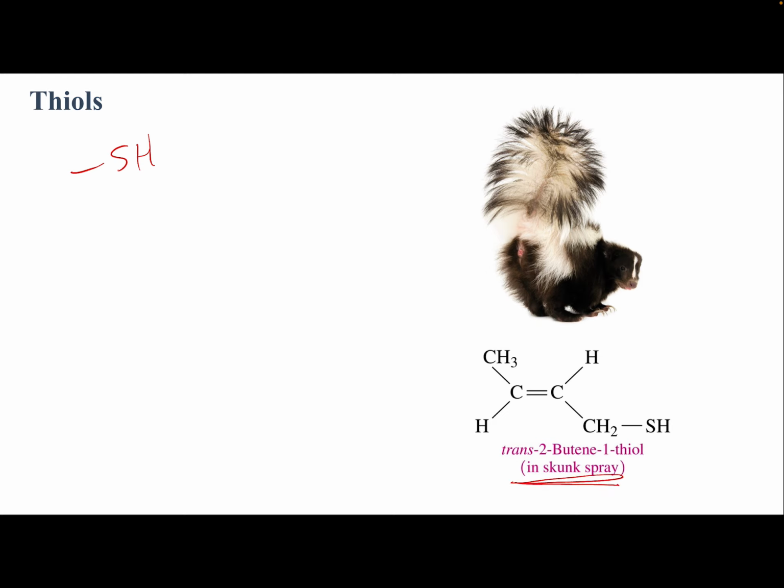Trans-2-butene-1-thiol is the compound in skunk spray. Why is it trans-2-butene-1-thiol? Well, let's check it out. If we were to name this, we already know we're going to call it a thiol, so whatever the SH is on, that's our 1, 2, 3, 4. So this is 4 carbons long. It's got a double bond, and it's got the double bond at the 2 carbon, between the 2 and the 3. So it's 2-butene. 1-thiol, because that's where the SH is, and it's trans because on this double bond, our groups are on opposite sides.